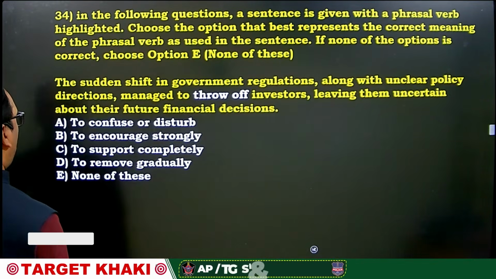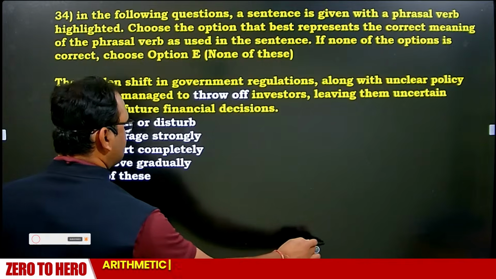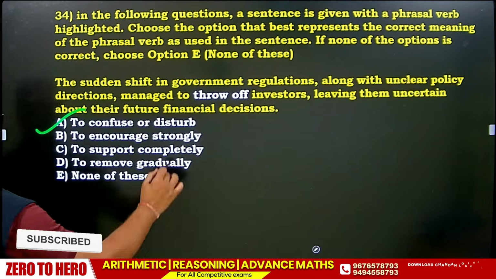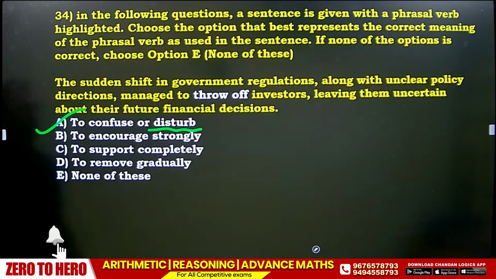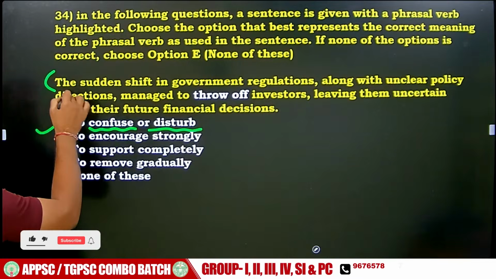Question number 34. Throw off. What is the meaning of the idiom throw off? Confuse. Disturb. Throw off means disturb, confuse. If you're not sure, read the sentence. Easy.